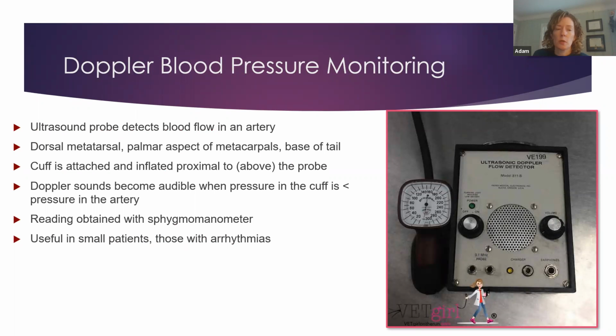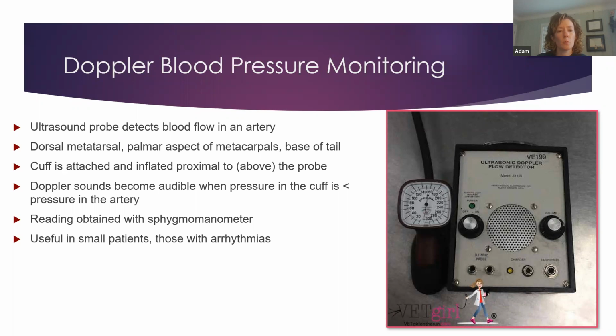The Doppler is the tool I think that we use most commonly in the emergency room. This machine has that little ultrasound probe, and that ultrasound probe is actually detecting blood flow in your artery. So there's a bunch of different places that you can use it. You can use it on the dorsal metatarsal artery. You can use it on the palmar aspect of the metacarpals. You can use it on the base of the tail. I know I see people using all of these places commonly.